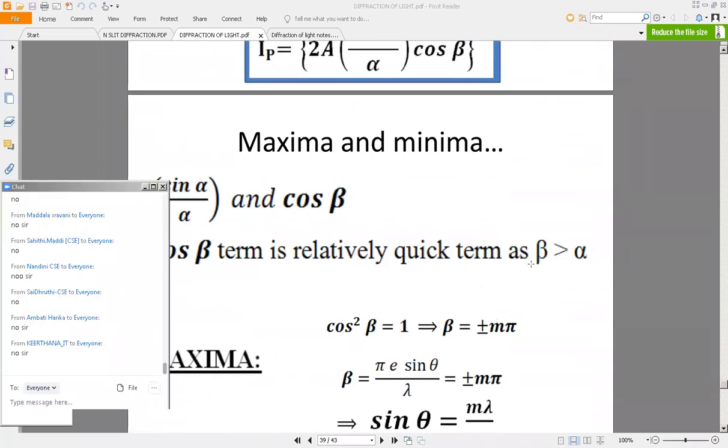Okay, right. So as beta is greater than alpha, with the existing argument that whichever has the larger argument is a fast moving term, and whichever has the smaller argument is a slow moving term, clearly cos beta is relatively faster compared to sin alpha. Now you may ask this question: why are you breaking your head by calculating this alpha and beta, which one is bigger, which one is smaller? Why don't you do this mathematics directly?